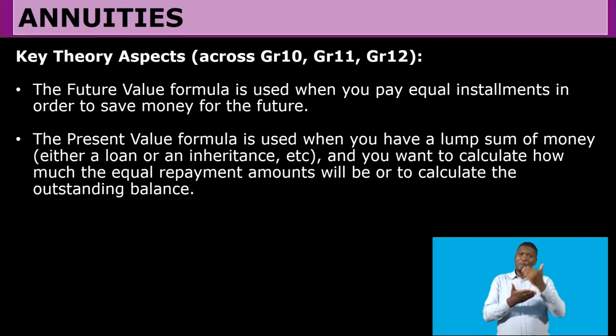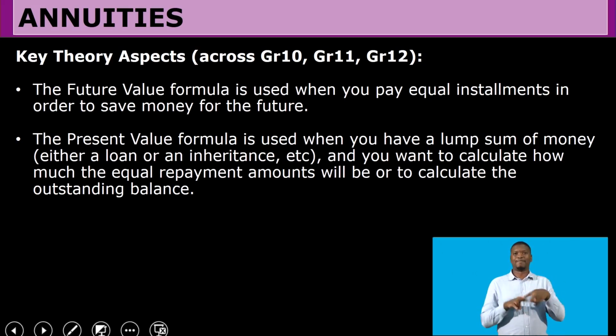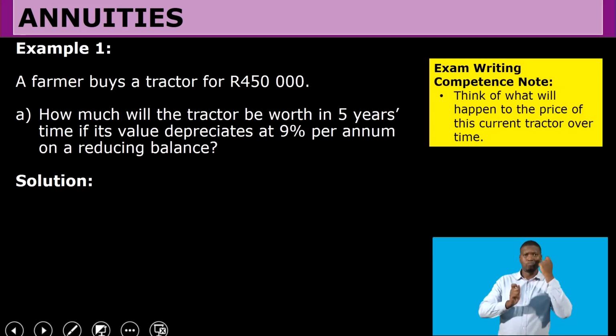So when it comes to those key theory aspects, these are things that you learn from grade 10 right up until grade 12. It says there the future value formula is used when you pay equal installments in order to save money for the future. And then the present value formula is used when you have a lump sum of money, either a loan or inheritance, and you want to calculate how much the equal repayment amounts will be, or to calculate the outstanding balance. That is when we use that present value formula. But let's look at examples for a better understanding.